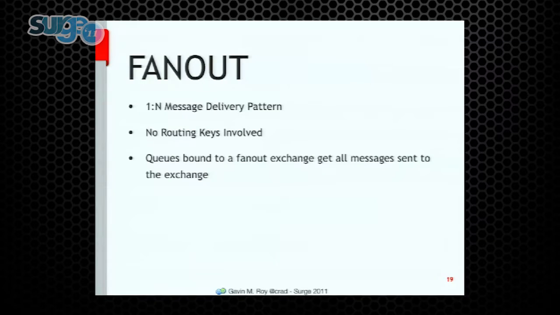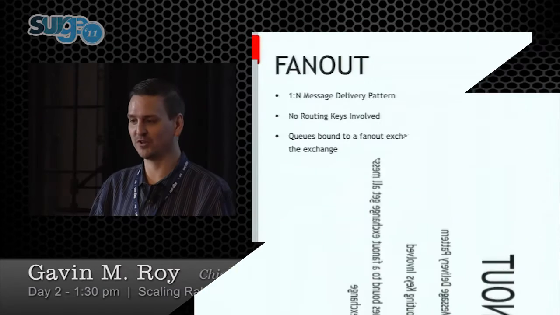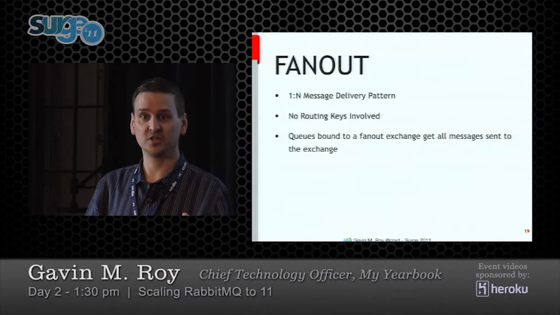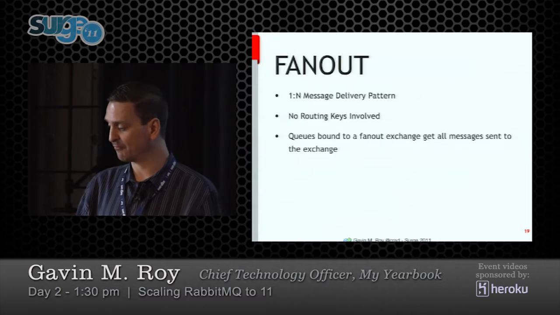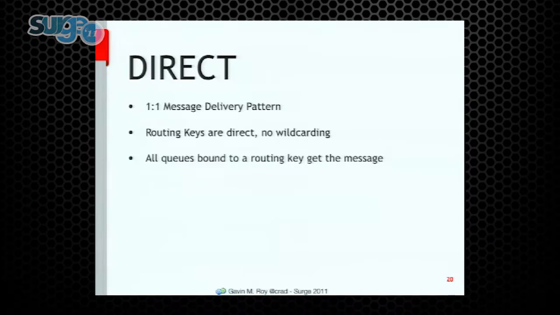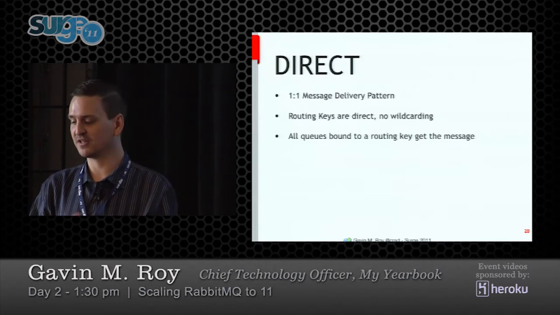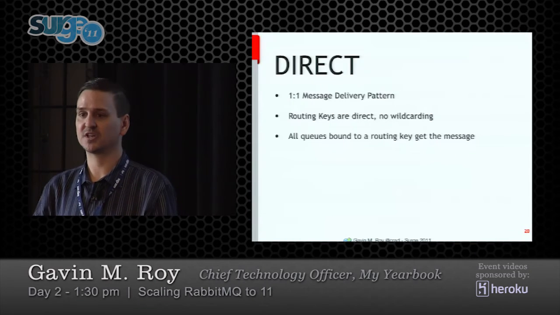Fan out. Within the fan out, it's a one-to-N pattern. In essence, with a fan out, you send a message into the fan out, and anybody that is bound to that fan out will receive messages, any queue or any exchange. There are direct exchanges, and that's a one-to-one delivery pattern. In a direct exchange, we're going to publish a message in, and anybody who has a routing key that is bound in that exchange for a queue is going to get the message.